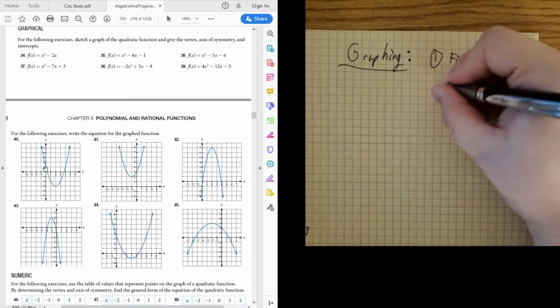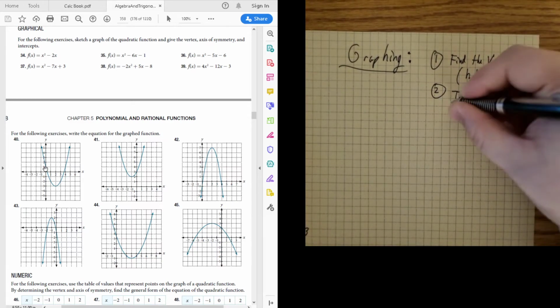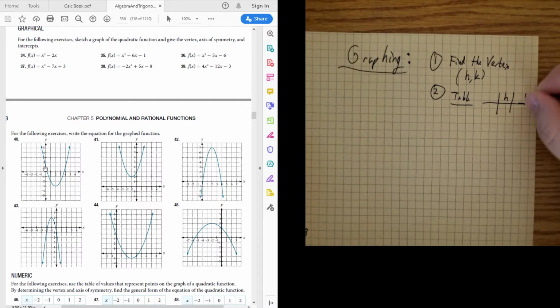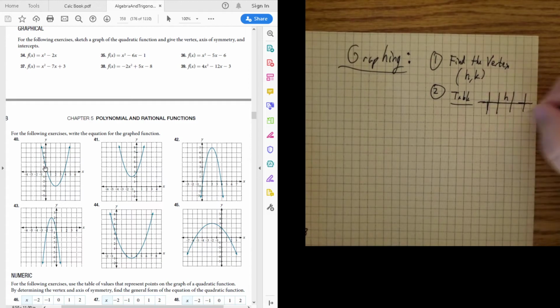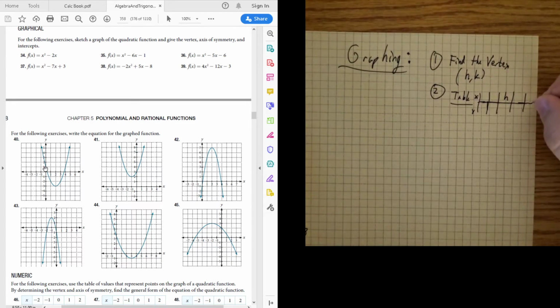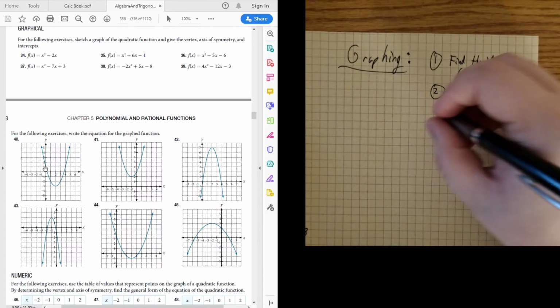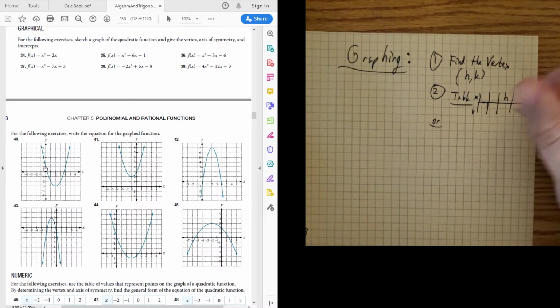Step 2, once you've got the vertex, I recommend table the vertex. What that means is put your h value in the center of a table. Pick 2 numbers to the left and 2 numbers to the right of that number. And then find the other parts of your table. So if this is x's and y's, you want to pick numbers to the left of h and numbers to the right of h that then allow you to plug in. Alternatively, just plug in one side and use the axis.